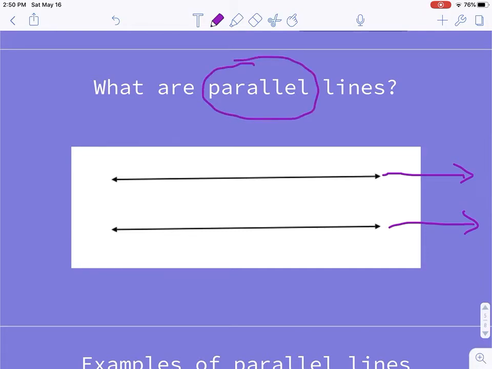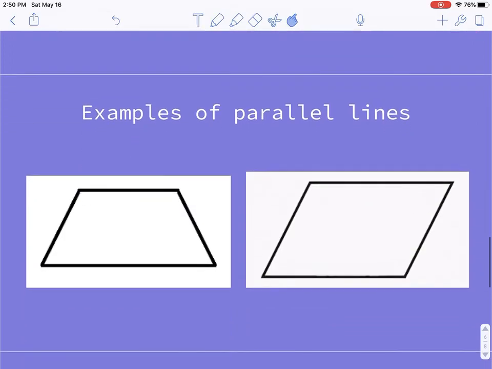And some shapes have 1 set, some shapes have 2 sets, some shapes have 3 sets, okay? So we're going to be looking at that throughout this lesson series. Here are some examples of parallel lines on some shapes. Now, if I look at this trapezoid, this is what a trapezoid is. It has only 1 set of parallel lines. Take a moment. Can you find that set? They're the lines that are on the top and bottom, right?